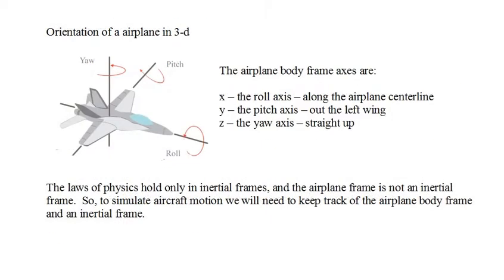When we simulate an airplane, the forces and torques operating on the airplane are calculated using body frame coordinates. The airplane body frame consists of a roll axis along the airplane center line, a pitch axis extending out the left wing, and a yaw axis pointing up. The laws of motion apply only in an inertial frame of reference, and the airplane body frame is accelerating and rotating, hence it is not an inertial frame. In order to apply the laws of physics to calculate airplane motion, we'll need to translate the forces and torques operating on the plane to an inertial frame.